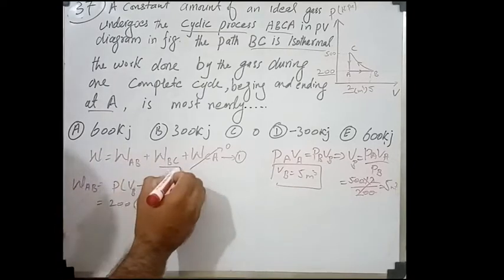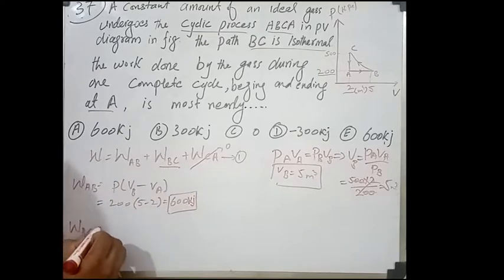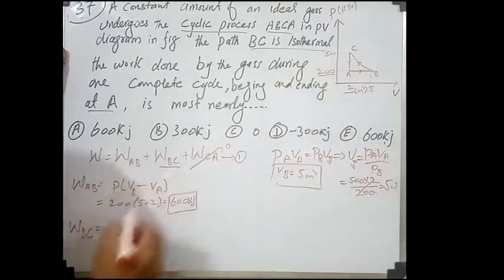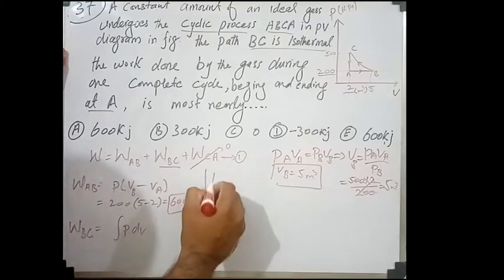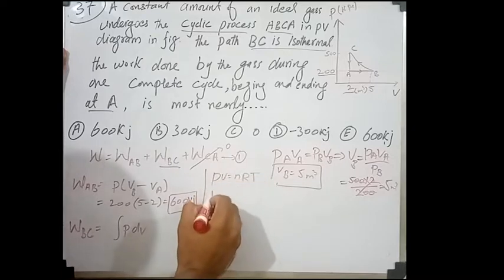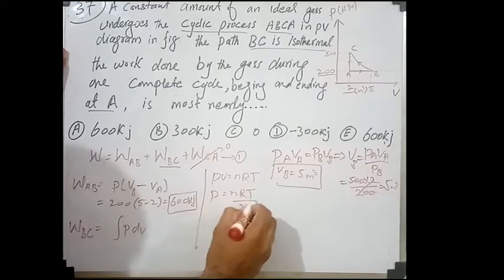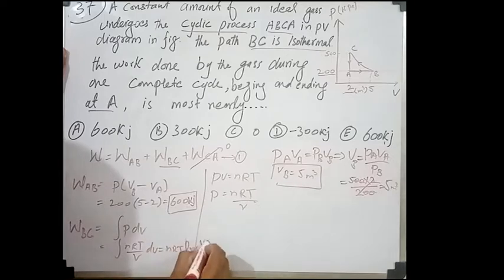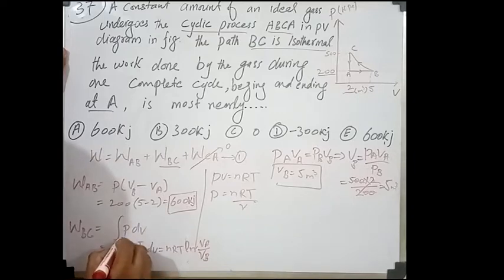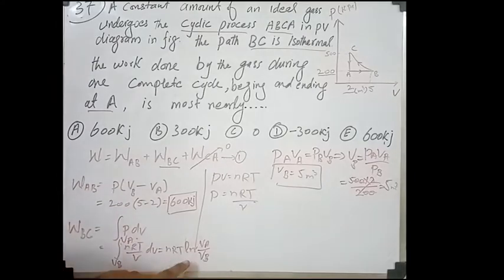Now the work done from B to C, because this is an isothermal process on the BC curve, this is equal to the integral of PdV. Here we know that PV equals nRT, so P equals nRT by V. Put here integral nRT over V dV, this is equal to nRT ln of VA over VB, from VB to VA. So this is our work done when we move from B to C.